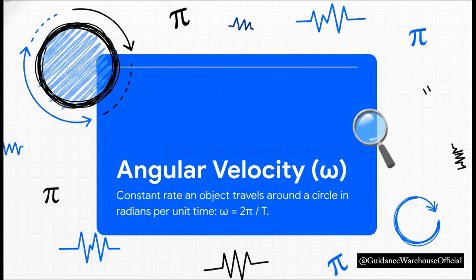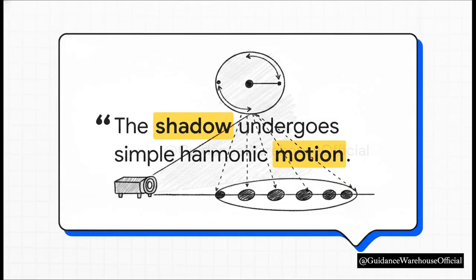Now, I did just casually drop the term angular velocity, denoted by that little curvy omega symbol. Just to make sure we're completely on the same page, angular velocity is just the constant rate an object is traveling around a circle. We measure it in radians per unit time. And since a full circle is 2 pi radians, and capital T is the period, the time it takes for one full revolution, omega is simply 2 pi divided by capital T. Simple enough, right?